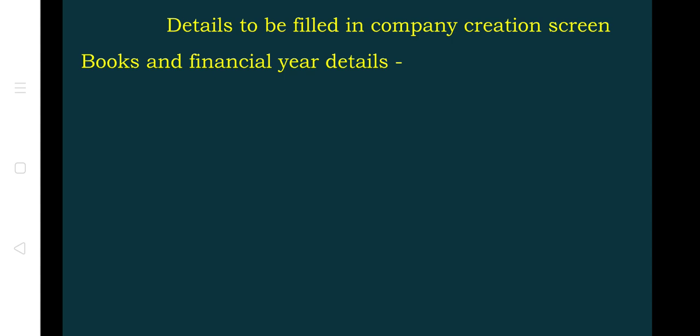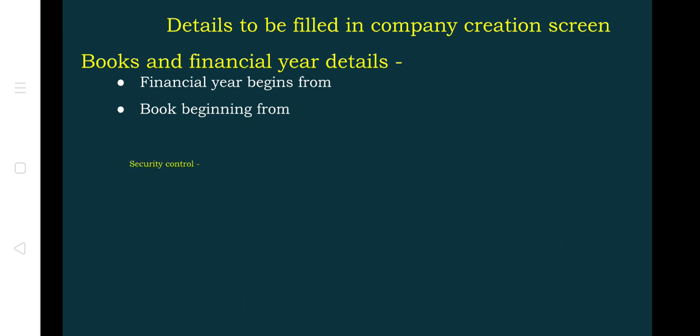Then the next information is all about the books and the financial year details. Because we are going to create the ledger book and balances in all the account books, we need to know the beginning of the financial year and which books we are going to involve in this company. So the financial year begins from a certain date, and the book starts when we begin the book for a particular company. That is the financial year beginning from, as well as the books beginning from.